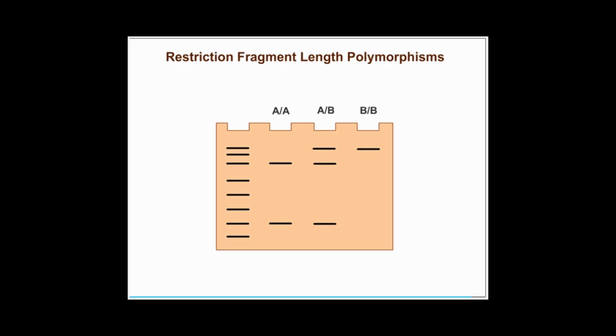If an RFLP is close enough to a disease-related gene and co-segregates with the disorder in a multi-generational family, it can be used as an informative marker for the disease. Because RFLPs are inherited codominantly, they can also be used to identify probable carriers of a genetic disorder.